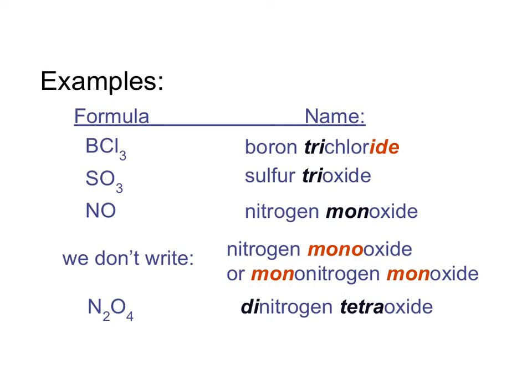It is simply monoxide. Also, if there is only one of the first atom in the compound, we drop off the mono. So we do not write mononitrogen monoxide. It is simply nitrogen monoxide. In the case of N2O4, it is dinitrogen for 2 nitrogen atoms, and it would be written as tetroxide. We would drop off the O and simply write it as tetroxide.